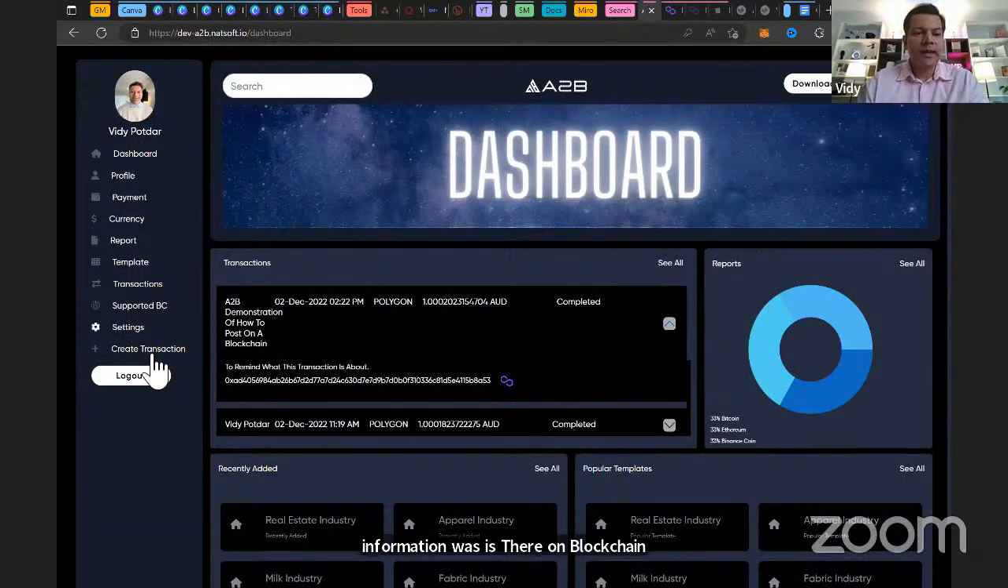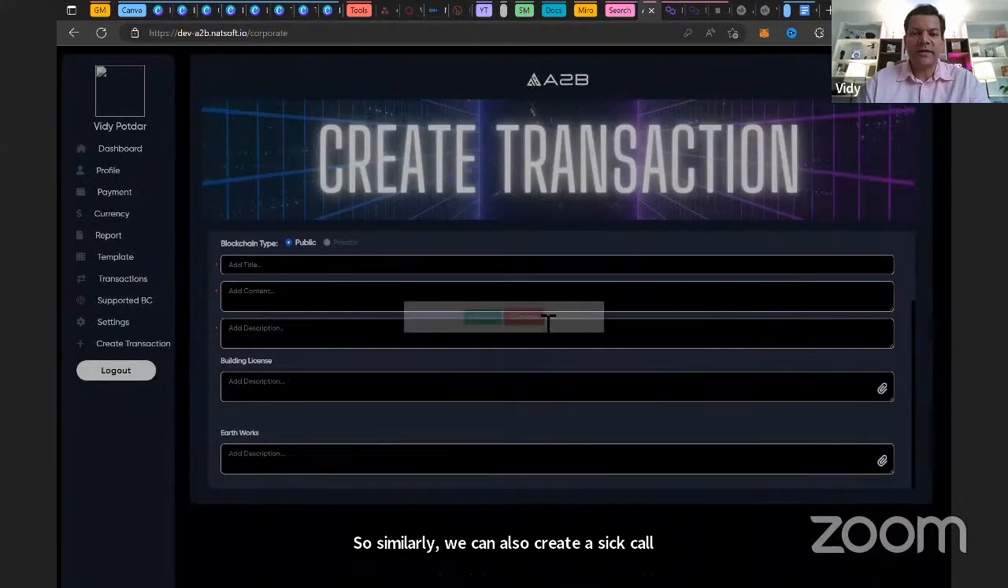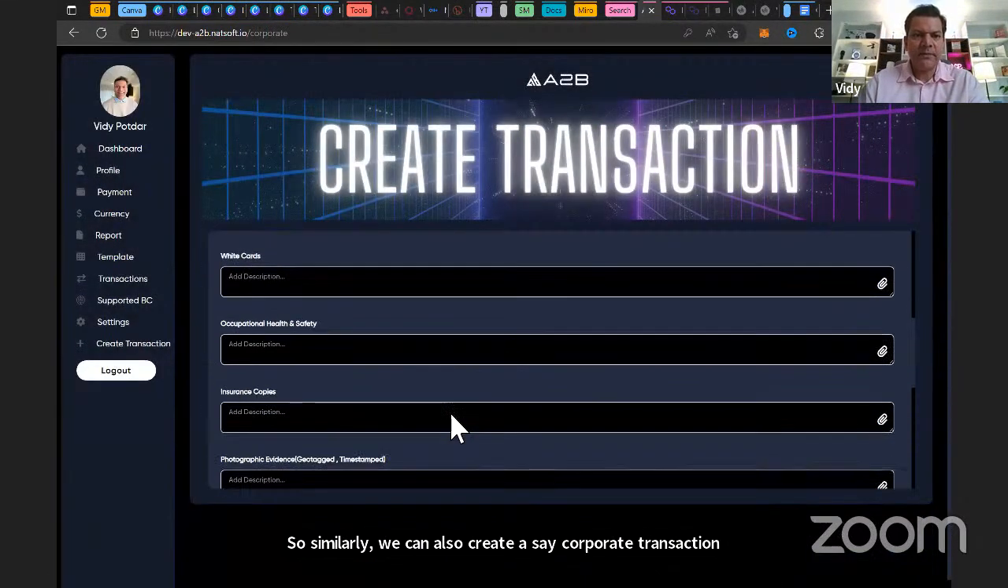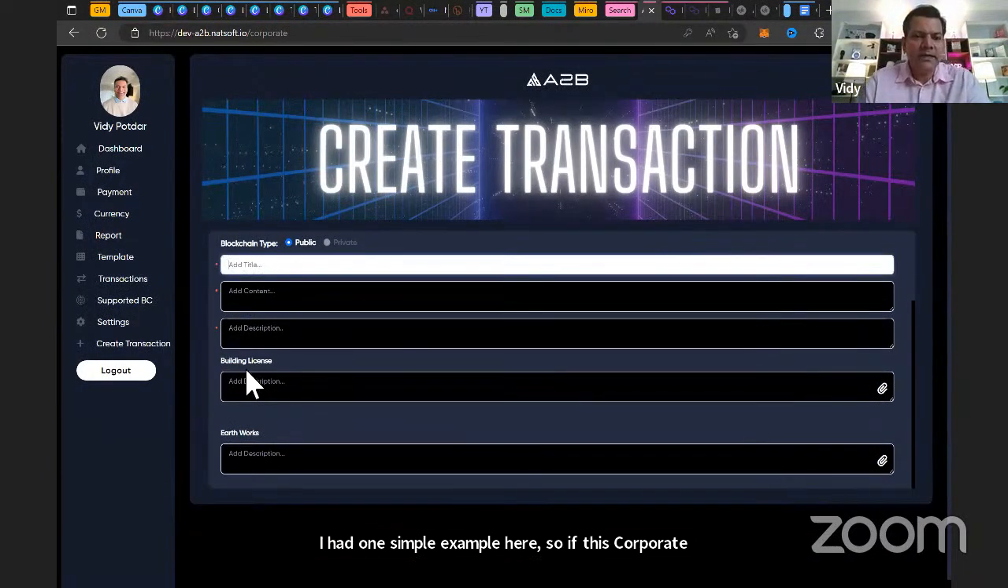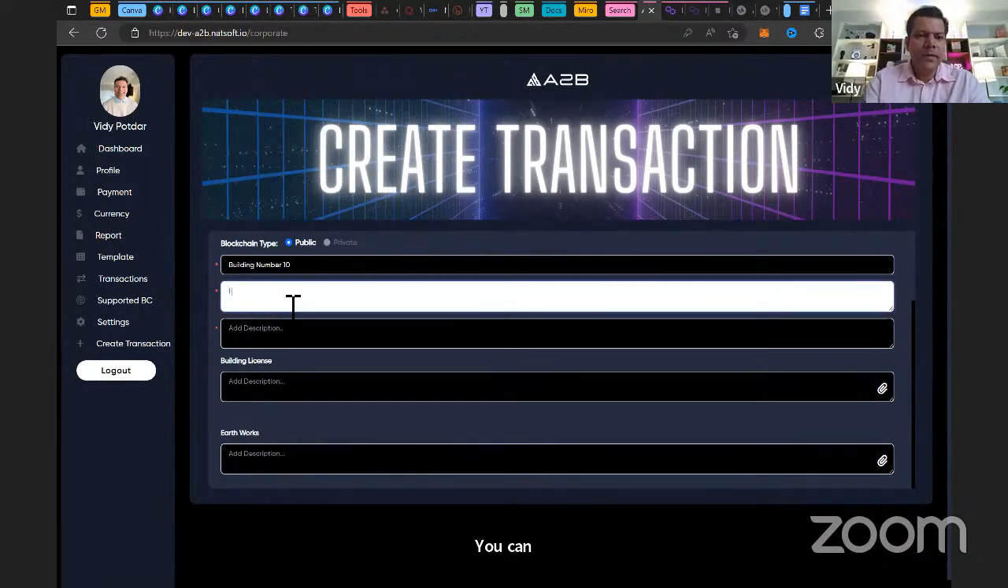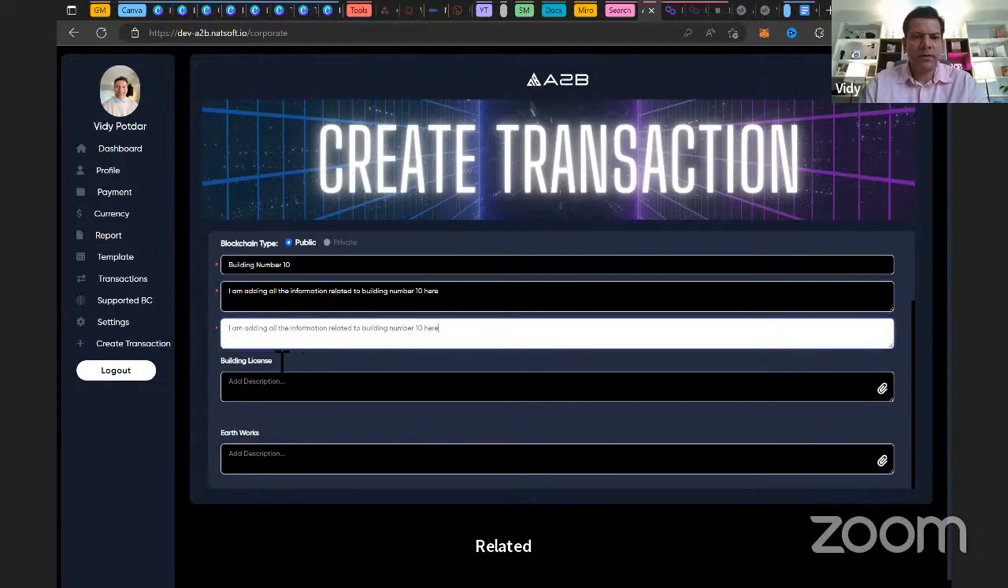Yeah. So similarly, we can also create, say, a corporate transaction. I had one simple example here. So if this corporate company was a builder company, right? Building agency, like a builder who builds houses or apartments. You can say building number 10. I'm adding all the information related to building number 10 here. I'll just copy the same thing for simplicity.